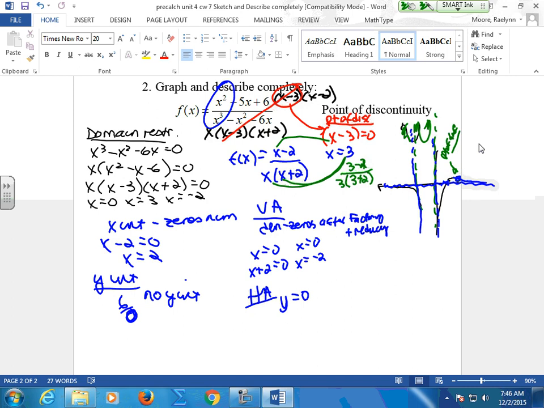3 minus 2, sorry. So put this in, figure this out, and what's your y equal to now? 1/15. Here is your removable point. This is your point of discontinuity. When we ask for a point, we need it to be an xy.